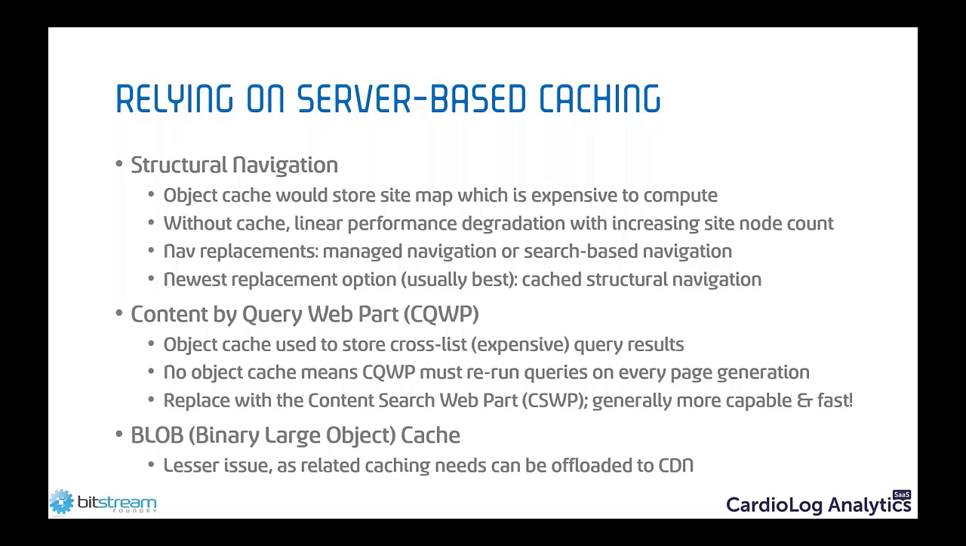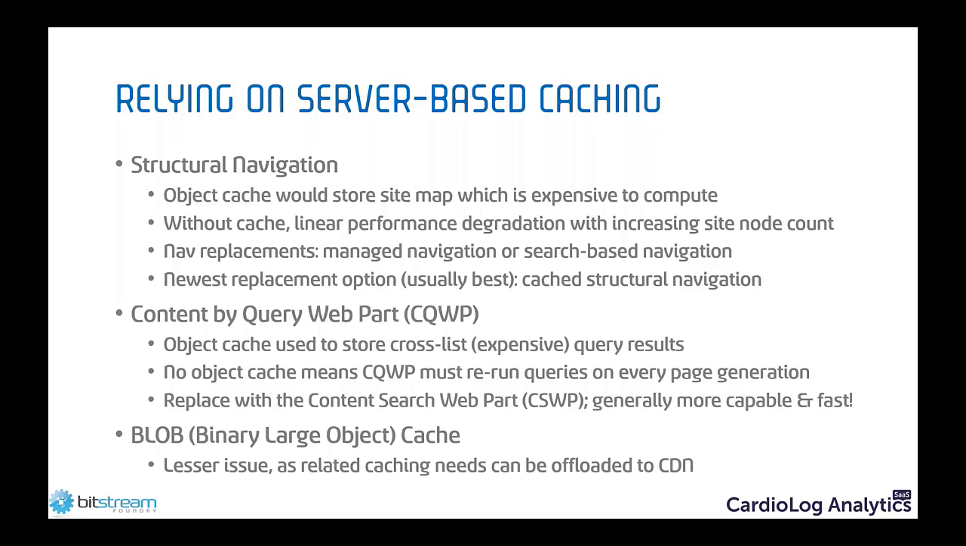Folks who like the content query web part, they like their list rollups and whatnot. Well, the object cache is used to store those query results because, again, cross-list queries are expensive to run. No object cache basically means you're rerunning those queries on every single page generation, which is not ideal. What can you do? Well, in all but a few edge cases, you can replace the content query web part with the content search web part. Search is very fast and very capable, both in SharePoint on-prem and online, but particularly in the online environment, it allows us to get around what would be a performance block.